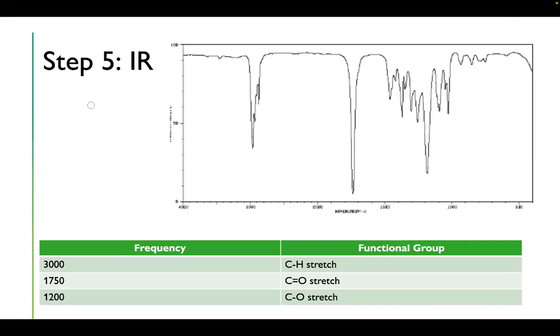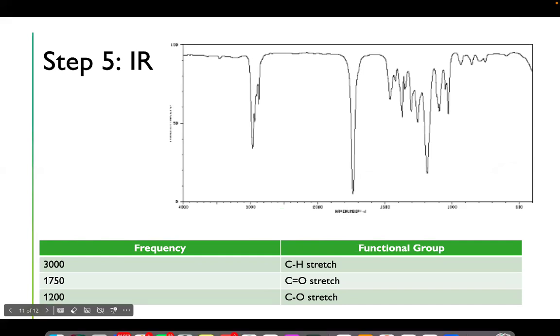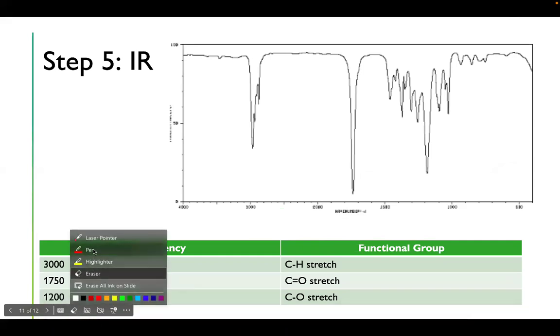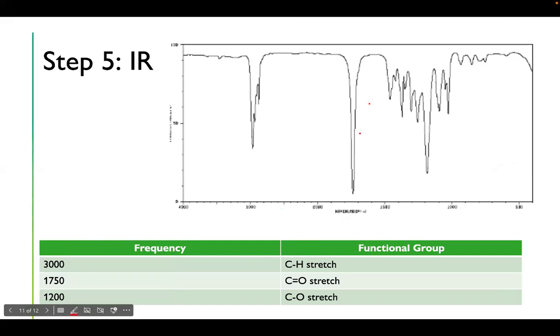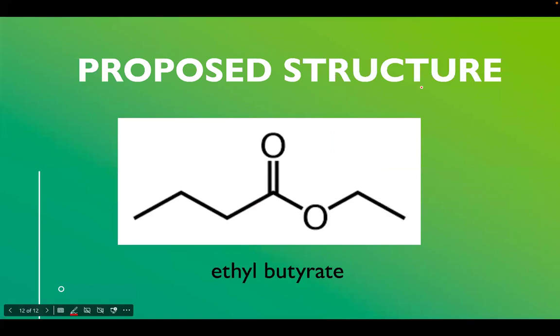And now finally looking at our IR spectra, we can see this peak here at the 3000 frequency. This is representing our carbon hydrogen stretch. This is our main diagnostic peak right here. This is our carbon oxygen double bond stretch here at 1750. And then these in the fingerprint region at 1200 are representative of a carbon oxygen stretch that's also in the ester group.